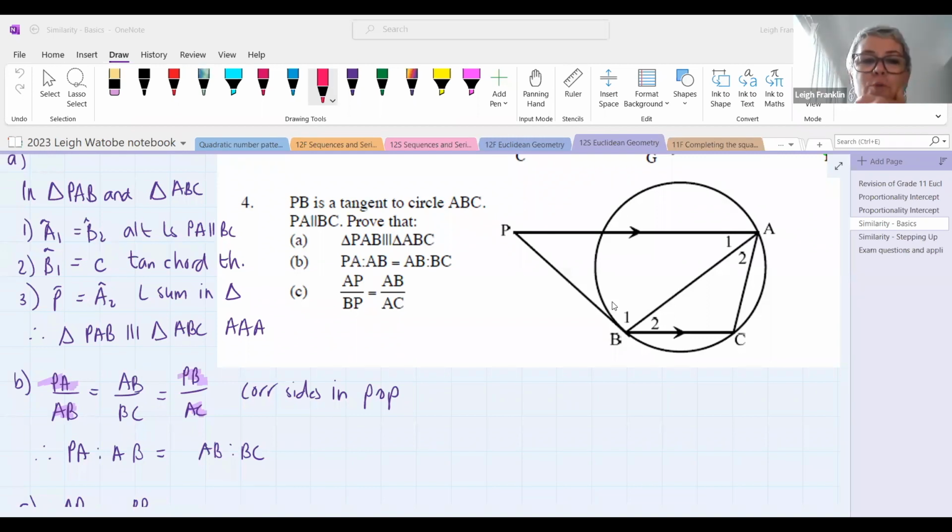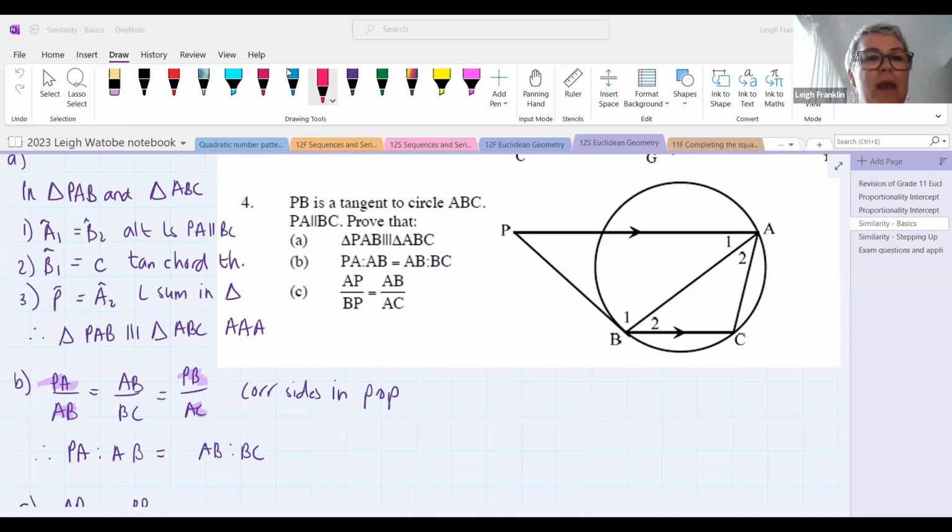This was the question that I gave you for homework last time, and it was just an opportunity to practice what we had been doing. This one was a little bit more difficult, but not a lot more difficult if you're okay with your Grade 11 Euclidean geometry. In 4A, we had to prove triangle PAB was similar to triangle ABC. So we had parallel lines, so we could use alternate angles for A1 and B2. Then we could get B1 and C through the tan chord theorem.